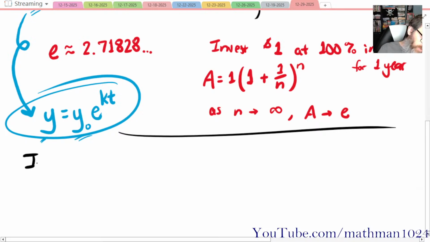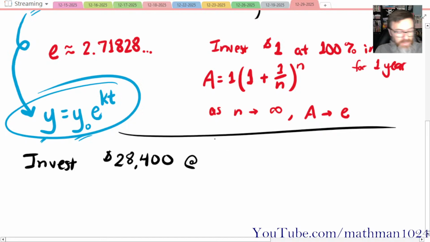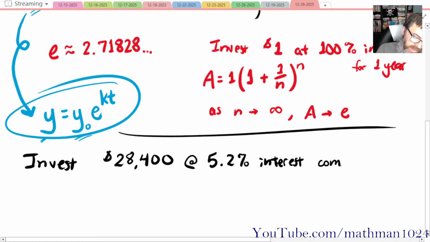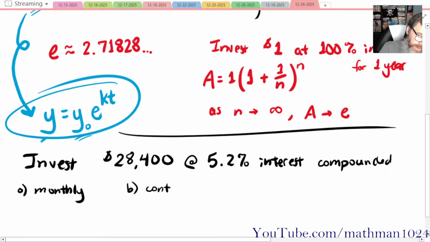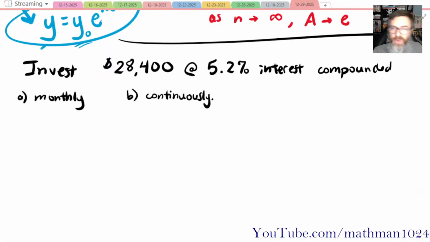So if I say that we're going to invest $28,400 at, let's just make up something, let's say 5.2% interest, and let's say that we're going to compound it, let's do monthly, and then we'll check out what it would be if we do it continuously. So for both of these, the concept is pretty much the same.